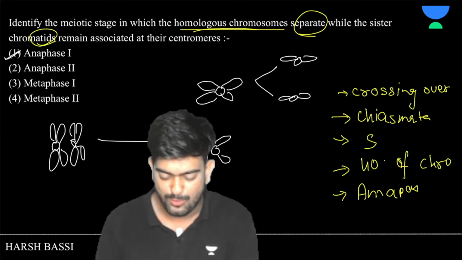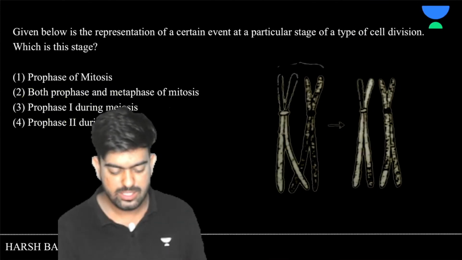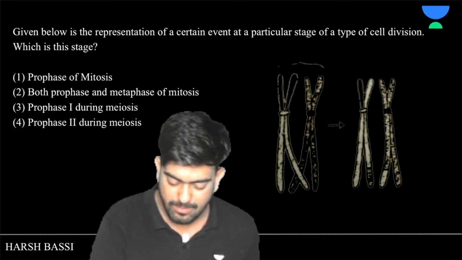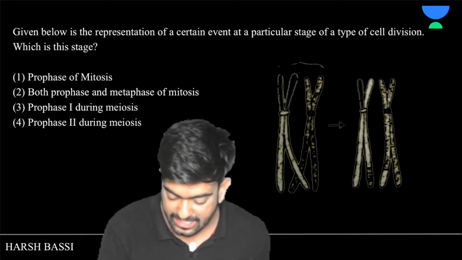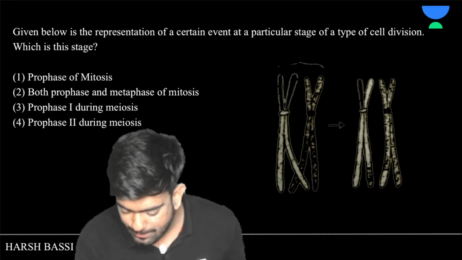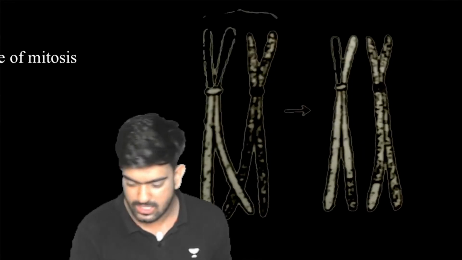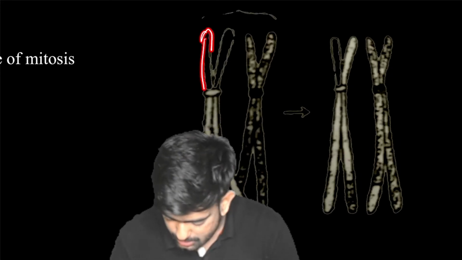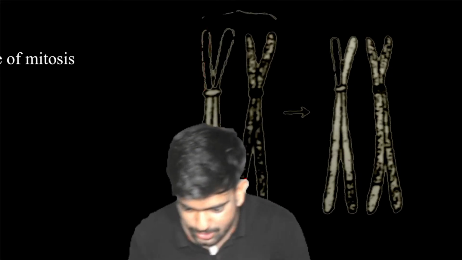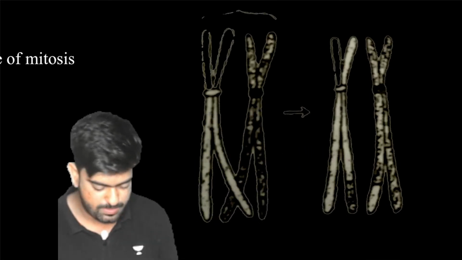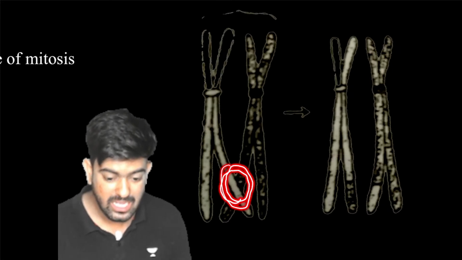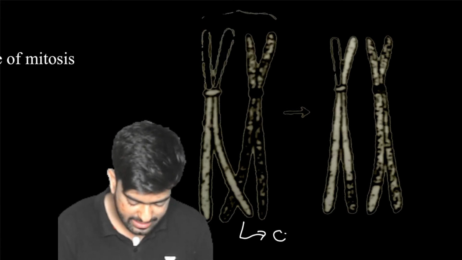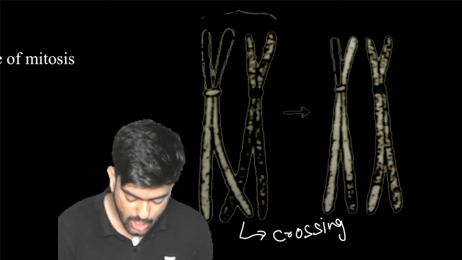Great. Let's move on. This is the question. Given below is the diagram. I hope your diagram is visible to you. Given below is the representation of a certain event at a particular stage of a type of cell division. Which stage is this? See this stage. What is happening, sir? You can guess from this particular thing. Crossing over is happening.